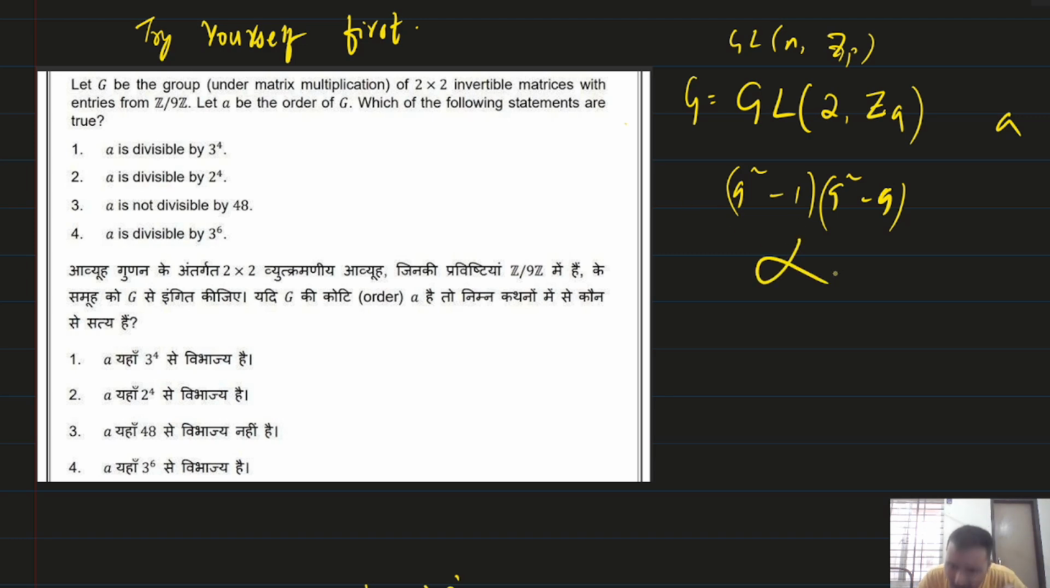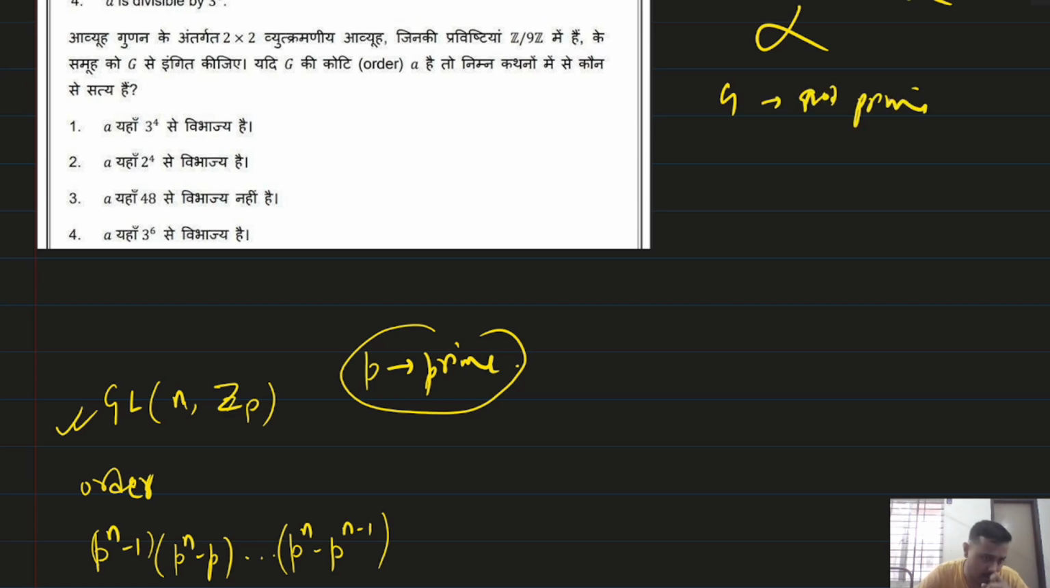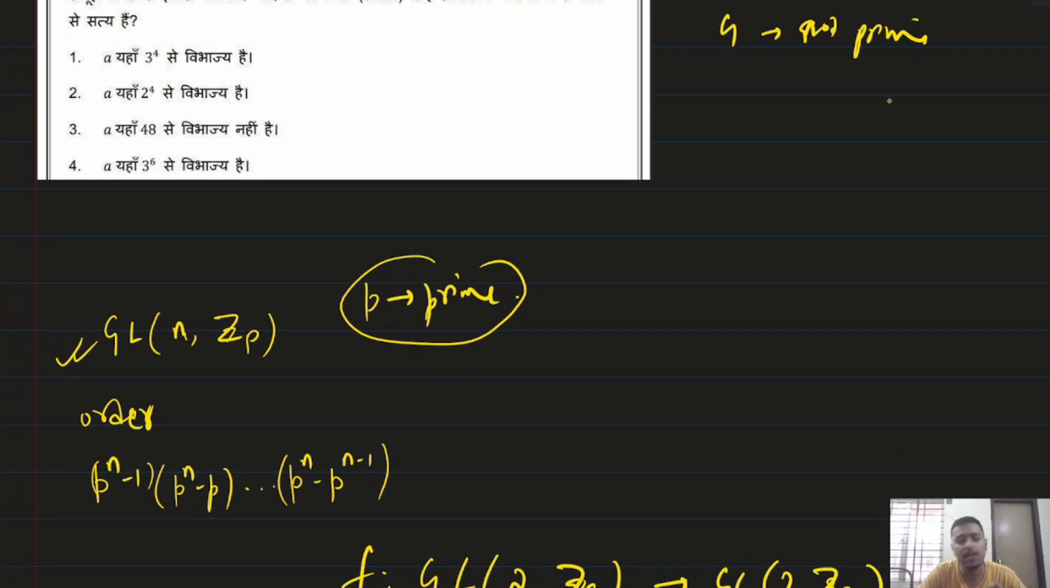because this is a wrong method. This formula does not apply here, because the formula that we know is for GL(n, Z_p), where p is prime. Here 9 is not prime, so we cannot apply this formula here. When we have p prime, means the field is prime, then the formula is p to the n minus 1, p to the n minus p. So we cannot apply this formula here.